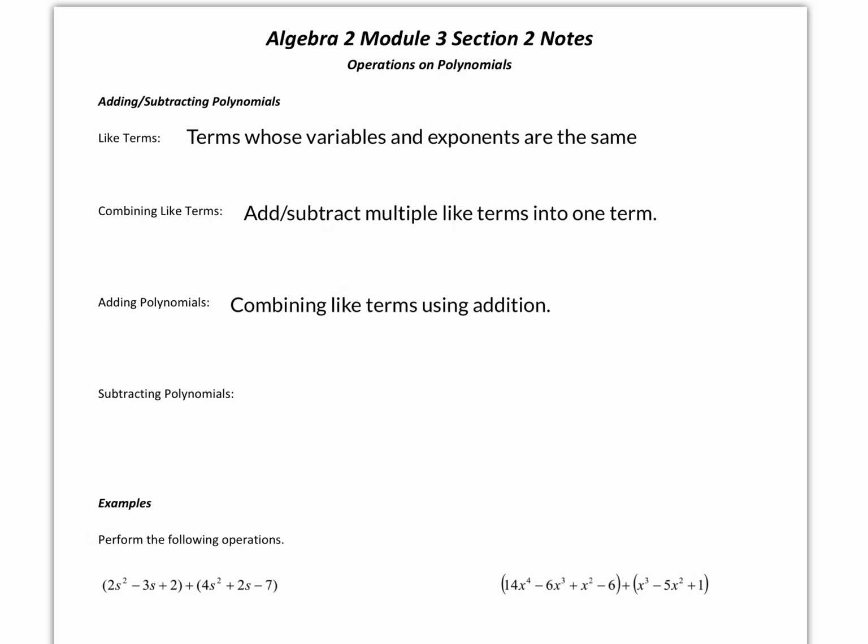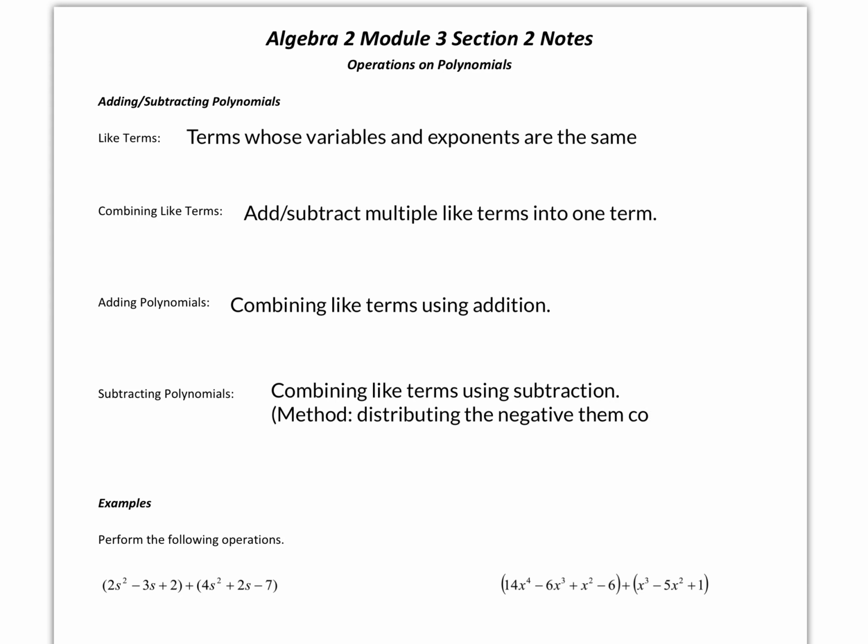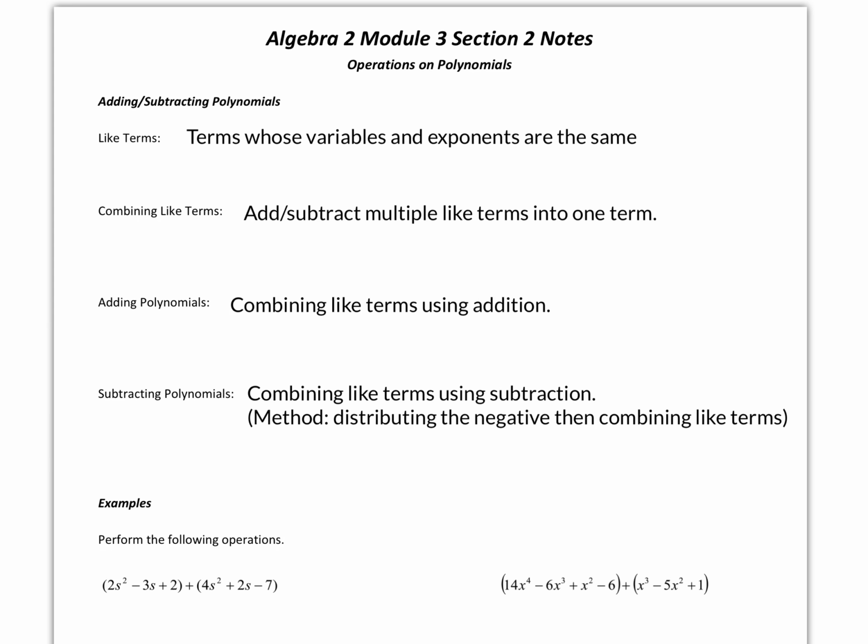The next thing is subtracting polynomials. Pretty much the same definition, combining like terms, but we're going to be using subtraction. And the method, I'm going to put this in parentheses, the method you're going to see me do is distributing the subtraction or distributing the negative, then combining like terms. And I'm going to refer back to this definition in just a second when we get to some examples, but that's the method you're going to see me use, is distributing the negative first, then combining like terms.